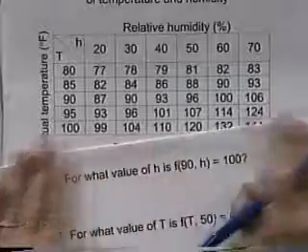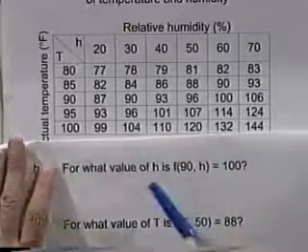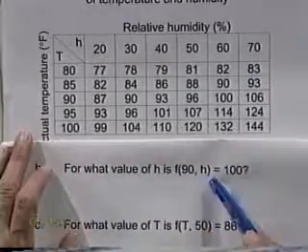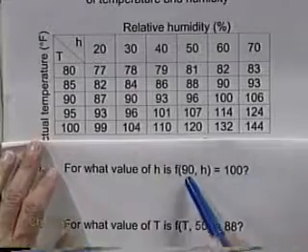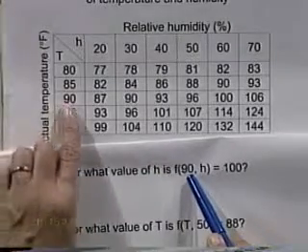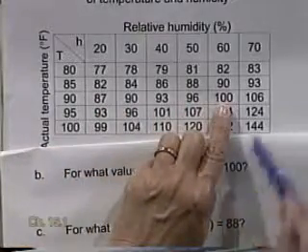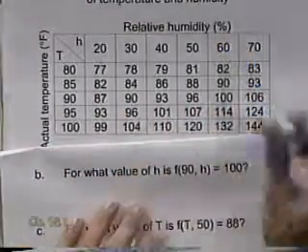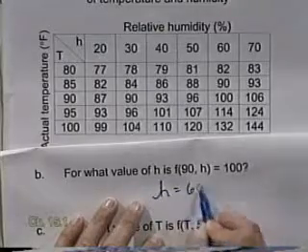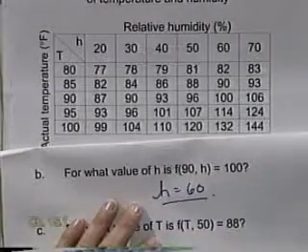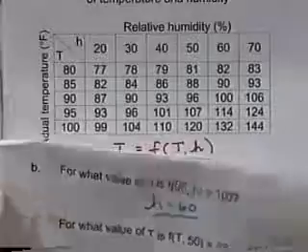Okay, let's look at another one. For what value of H is f of 90, H equal to 100? So I know the temperature is 90, so I crawl across here, temperature is 90, and it feels like it's 100. What's the humidity? It's 60%. Okay, not hard.